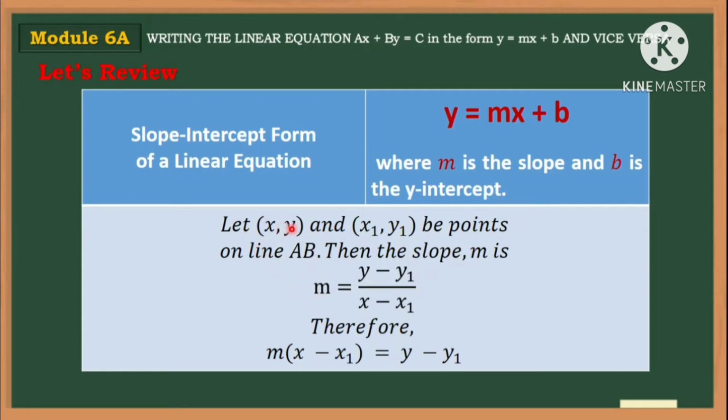Simplifying this, we're going to let x sub 1, y sub 1 be the points on a line AB. Then solve for the slope. So m is equal to y minus y sub 1 all over x minus x sub 1. By simplifying this, m times the quantity x minus x sub 1 is equal to y minus y sub 1. We're going to use this later on during our discussion.